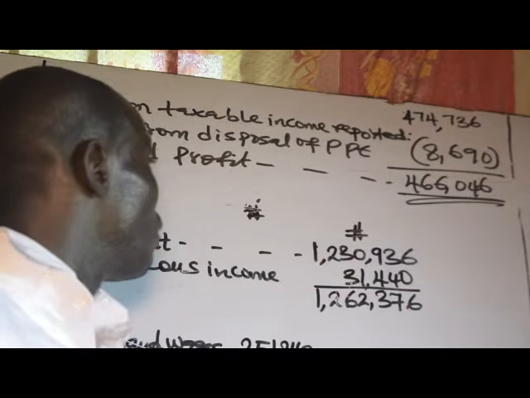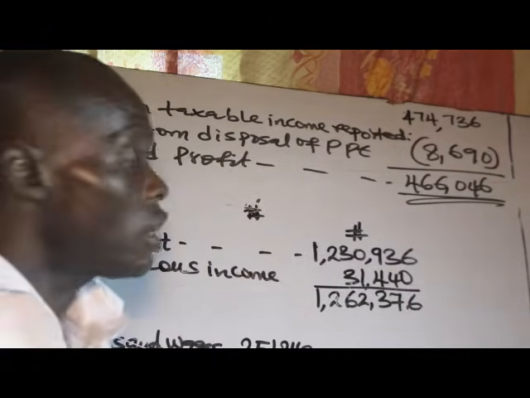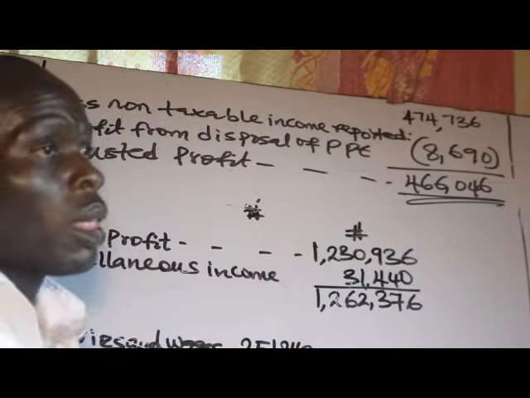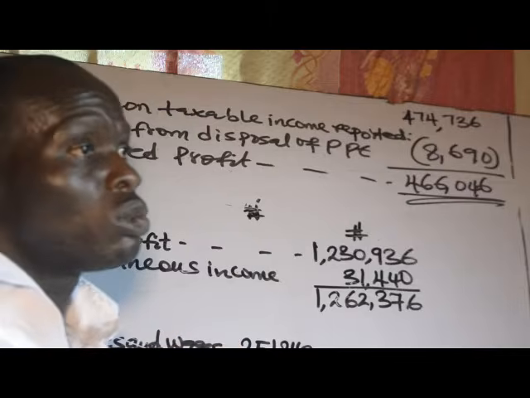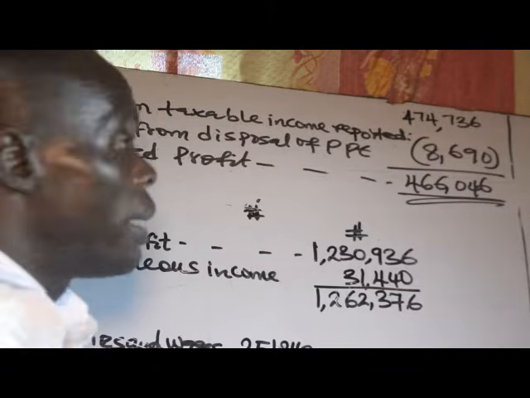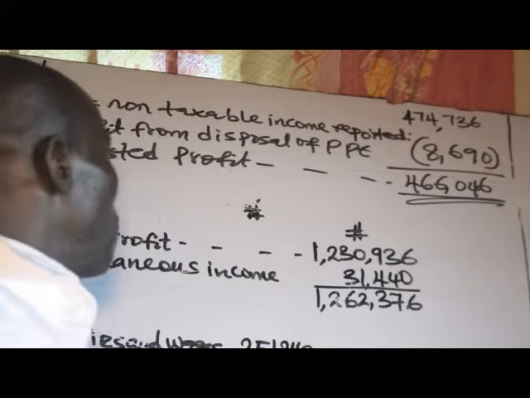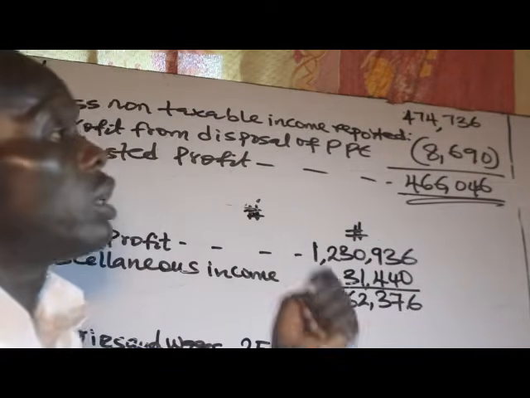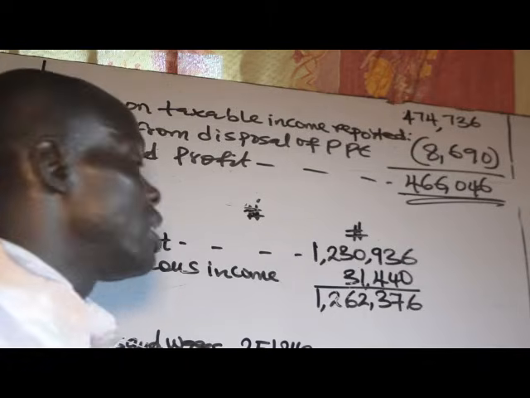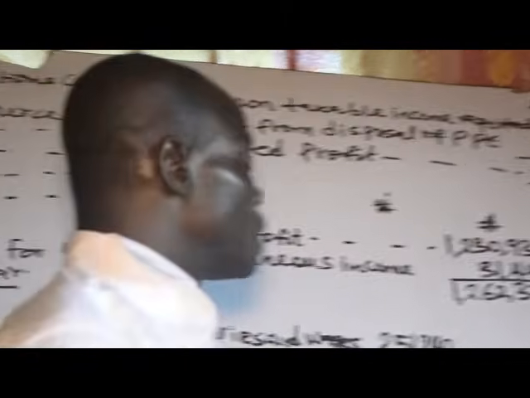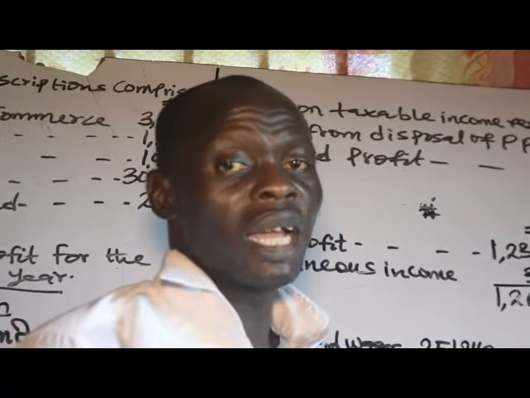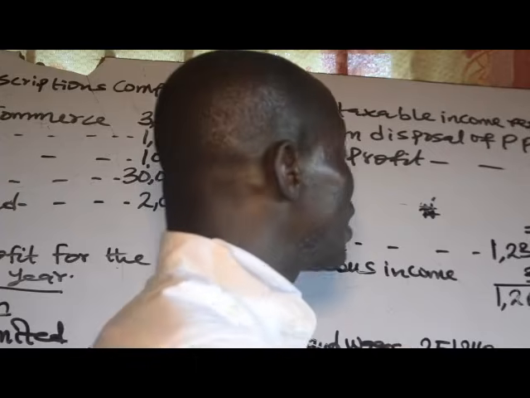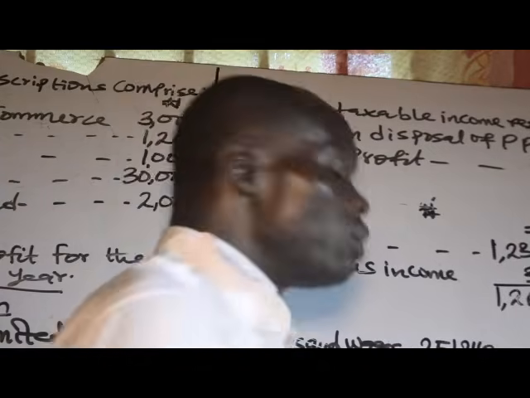This is the end of part 1. In part 2, I will also use the same question, but I will use the second method where we have allowable expenses, the one reported plus the one not reported. Taxable income, the one reported and the one not reported, minus the allowable expenses, both the one reported and the one not reported in the account. So I will use that second method to solve the same question.